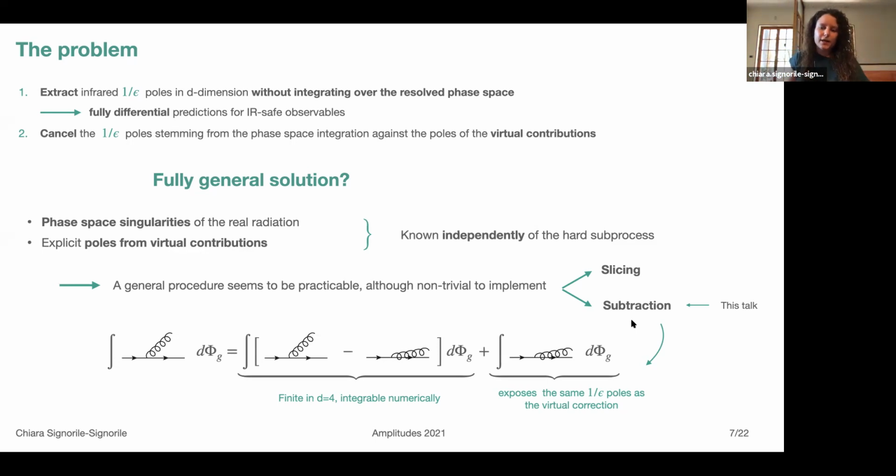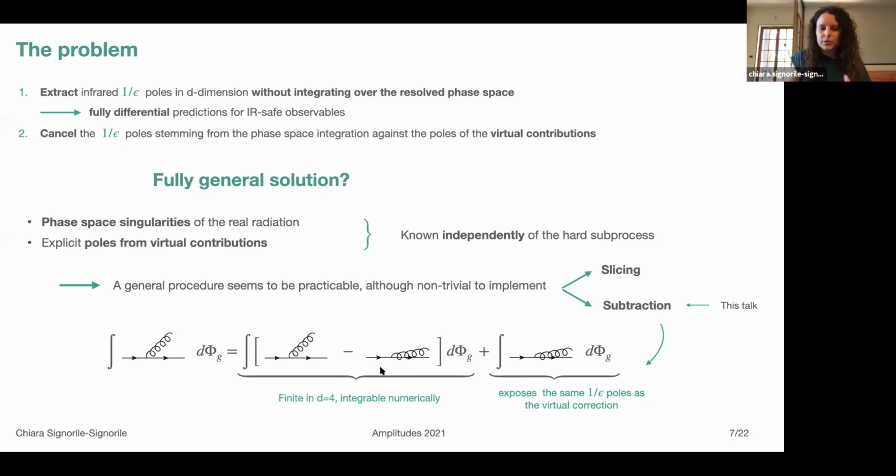The idea behind subtraction is extremely simple. We have a quantity that is affected by phase space singularities, and this is a complicated object. We want to subtract the infrared singularities, and we can do it by introducing a so-called counterterm. This is the quantity here that essentially mimics the infrared singularities of the real radiation locally in the phase space.